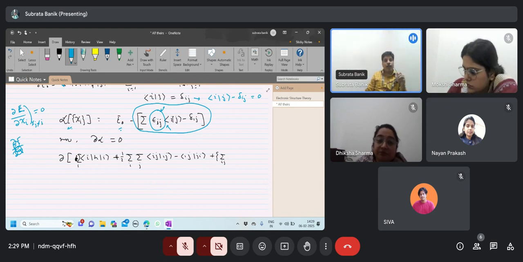But the problem is the moment I change chi i, chi j also changes, because chi j is not independent of chi i. Chi i and chi j must always be orthogonal. I hope up to that part it is clear.